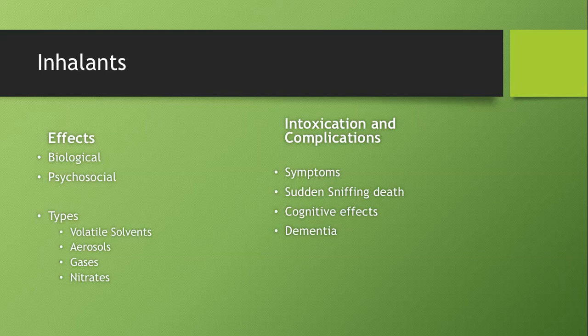There are different types of inhalants. So volatile solvents are liquids that vaporize at room temperature. So for example, paint thinners, paint removers, degreasers, cleaning fluids, felt tip markers, contact cleaners, glue, gasoline, and lighter fluids are all volatile solvents. We also have our aerosols, which are propellants and solvents. So the examples of aerosols are spray paint, hairspray, fabric protectors, aerosol computer cleaners, vegetable oil sprays, asthma, deodorants, air fresheners, and analgesics.